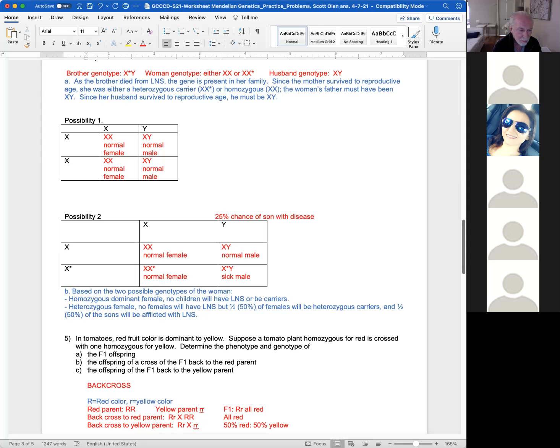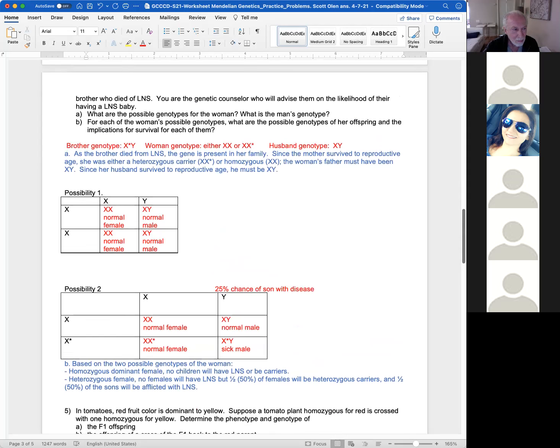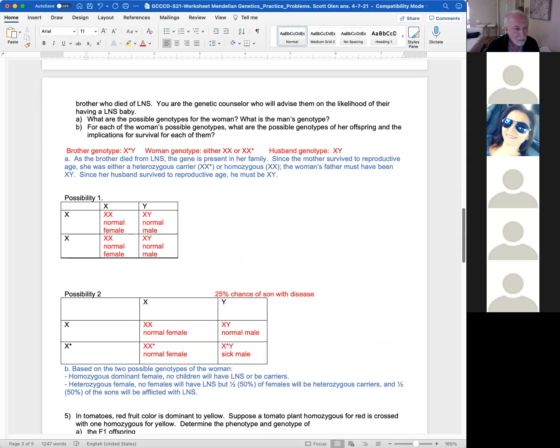So the question is, do we call him a carrier? And the answer is no, we don't, because he's not a heterozygote. He's either sick or he's normal. So what the answer to this question would come out, can we scroll up just slightly? What are the possible genotypes, and the implications for survival for each of them?